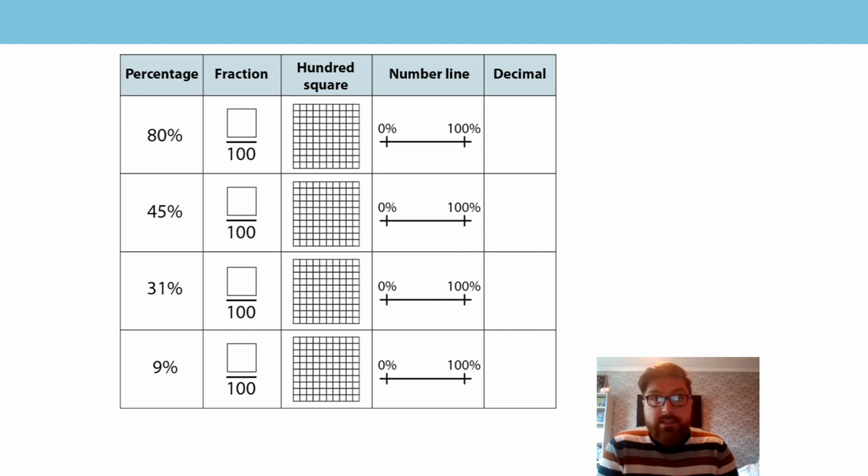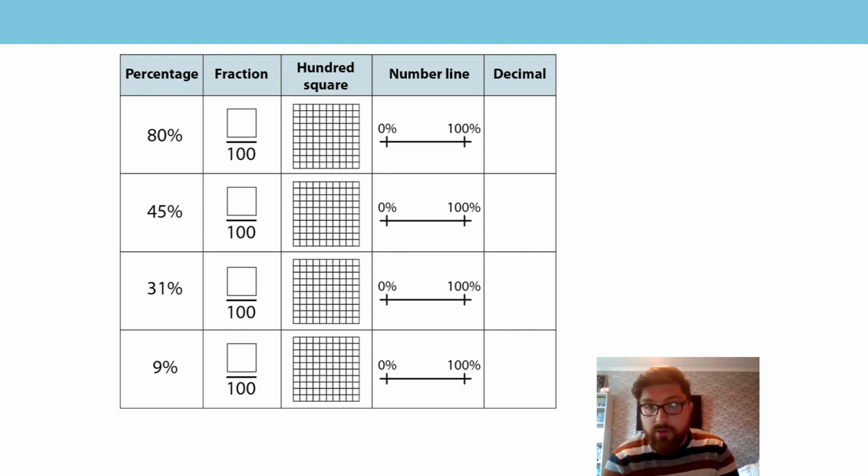Now, have a look at this table. You've been given the percentage, but you must give the numerator for the fraction equivalence. Now, we know the denominator will be 100, don't we? Because for nearly all of these, it can't be 10. Can you count how many squares would be shaded on a 100 square to represent the percentage? Can you estimate on a number line where the percentage would be? And finally, can you write the decimal equivalent? Pause the video whilst you do that and come back when you're ready to go through the answers.